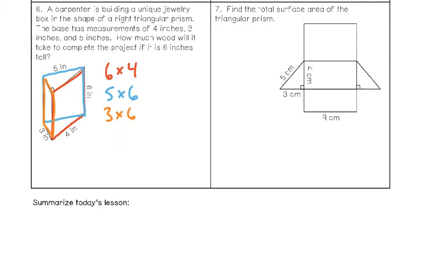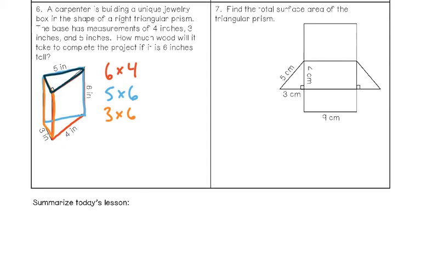I'm finding the total surface area of this unique jewelry box. I'm going to find the area of the triangles as well. They are congruent triangles, which means they're the same. So I'm going to find the area of one triangle and then multiply it by 2. So this is the part that might get a little tricky for you because you have a 3, a 4, and a 5 that go with the triangle.